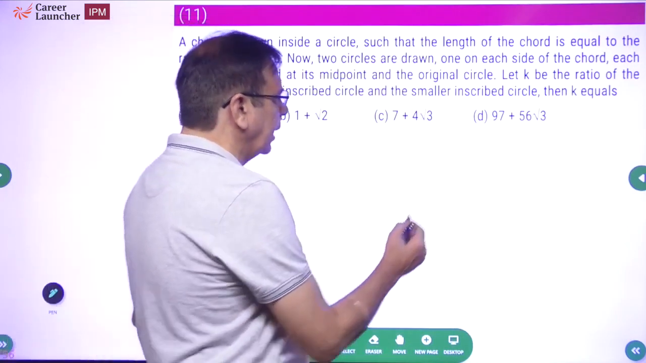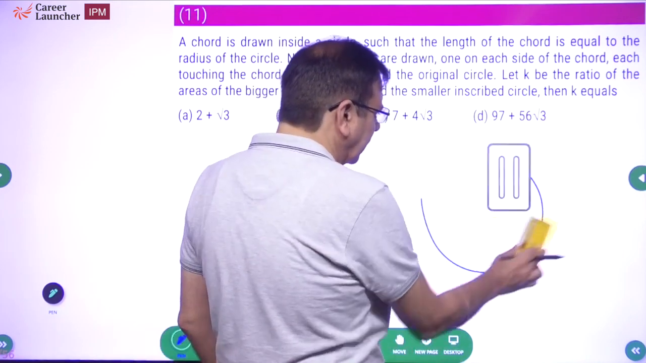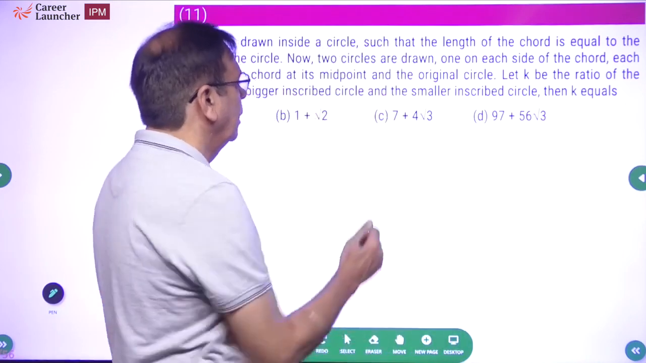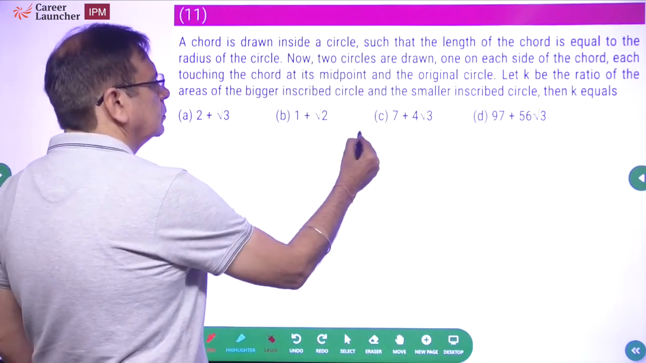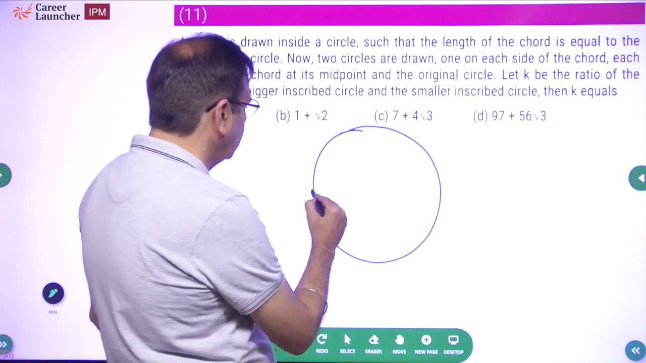A chord is drawn inside a circle. Okay, first let me draw a circle. Let me make a slightly better looking circle. Okay, will this do? Yes, it will work, let's go.